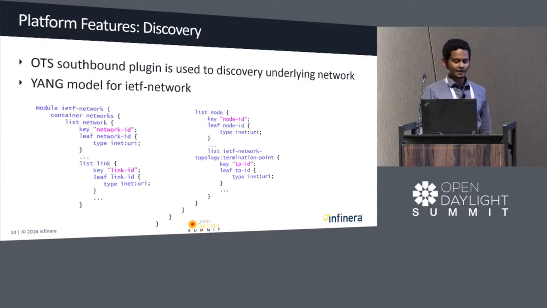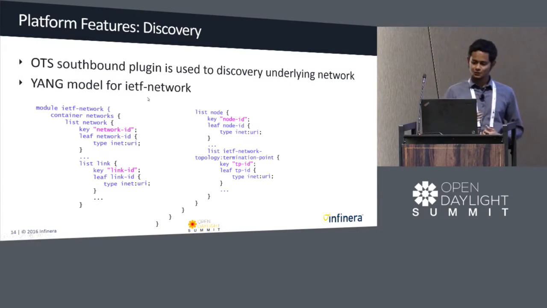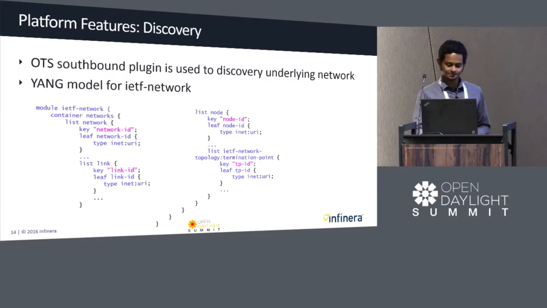So this is the model for the IETF network. I don't have the model for the IETF transport TE in the slide, but basically that has a top level container called TE, which stands for traffic engineering, and inside that there is a container called tunnels, which stands for the list of all the different services that are created.